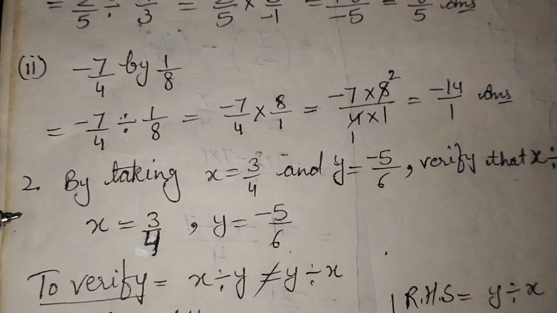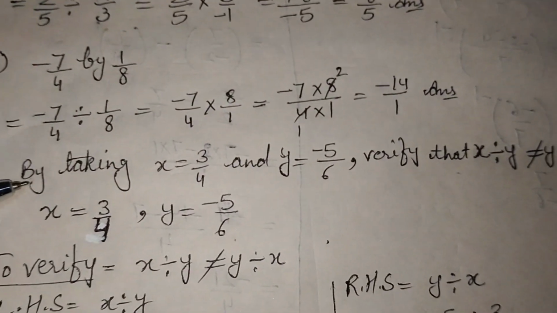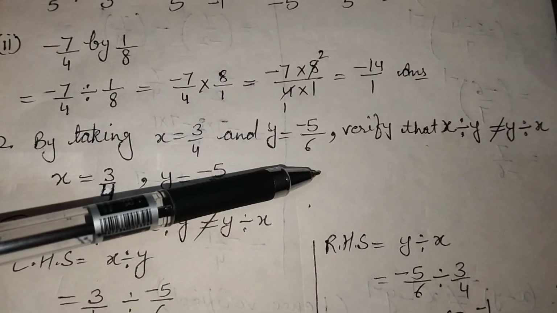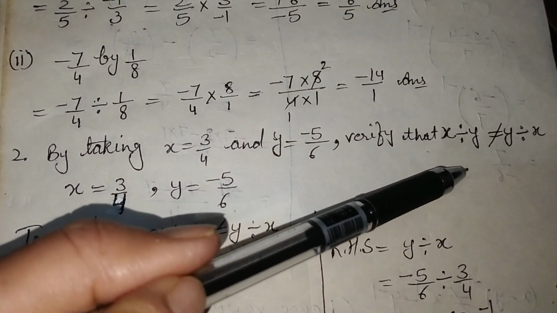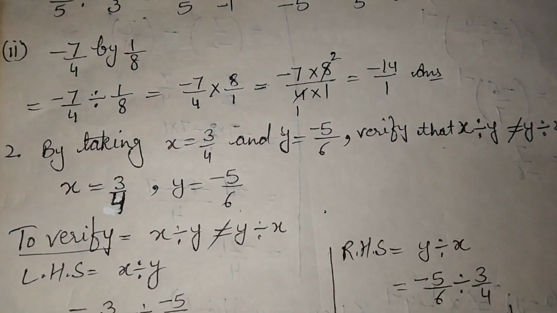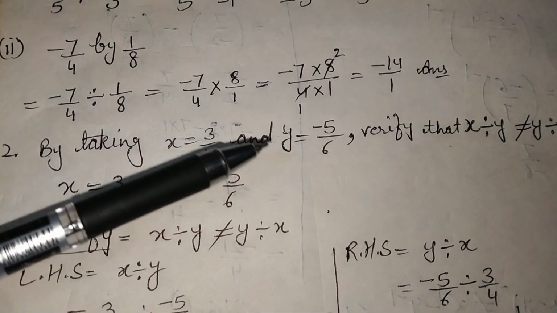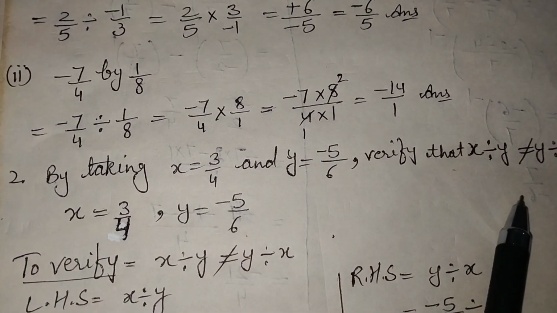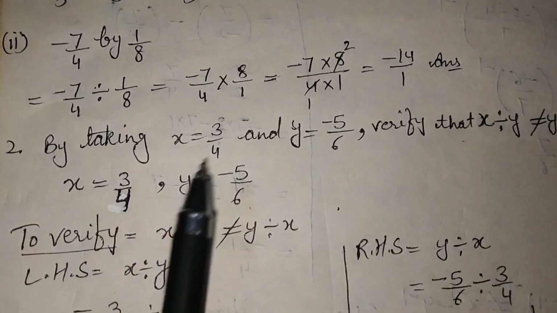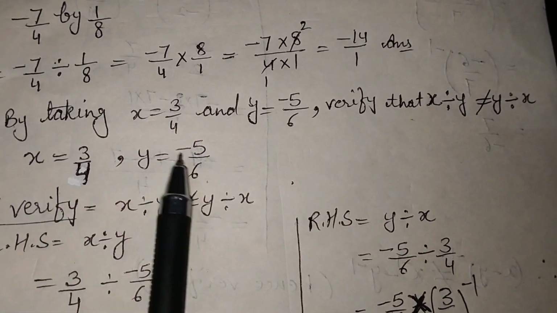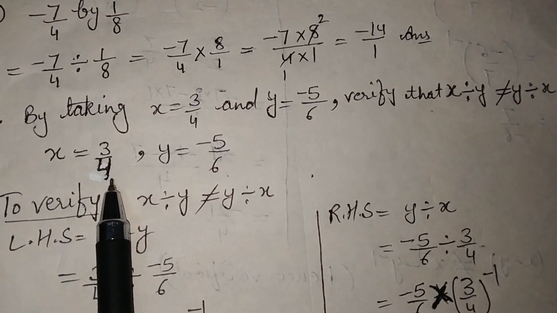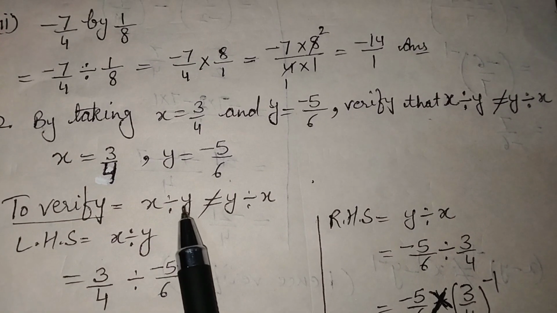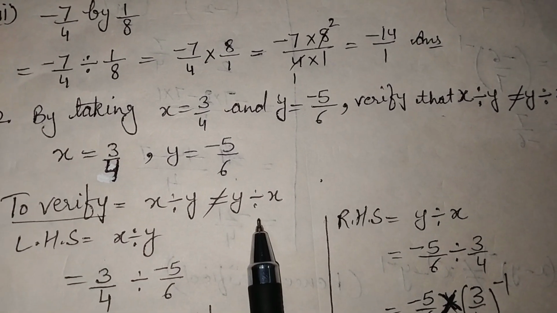Now going to the second sum. By taking x equals this and y equals this, verify that x divided by y is not equal to y divided by x. Here the values of x and y are given to you. You have to verify this. Firstly, we will write the values of x and y. x is equal to 3 upon 4, y equals minus 5 upon 6. To verify this, we will write it first.